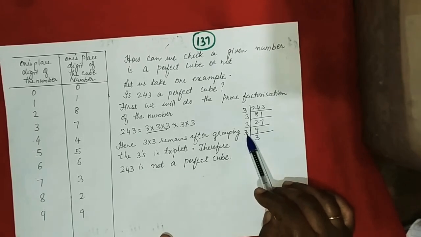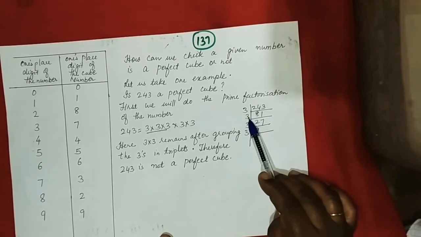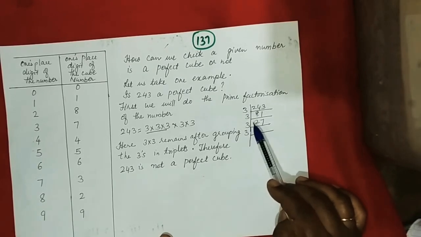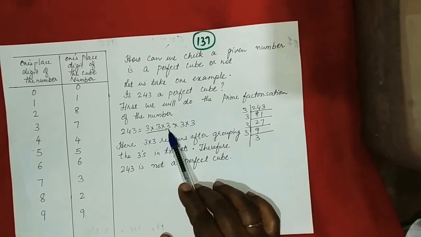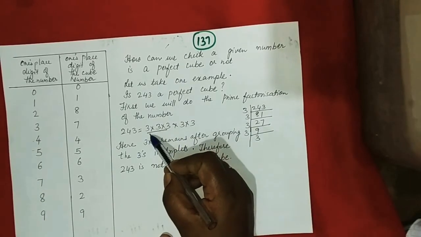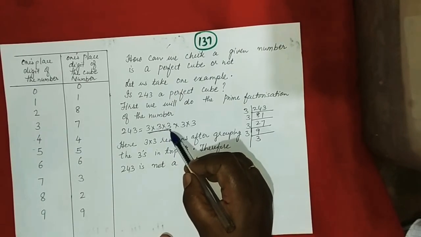9 is also divisible by 3, you will get 3. So how can you express 243? 3 into 3 into 3 into 3 into 3. That means 5 times. Now we are arranging them into groups or triplets. Here 3 we can arrange in groups or triplets. Okay, that means 3 threes multiplied together.